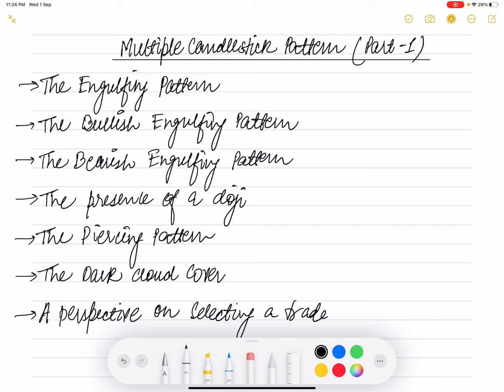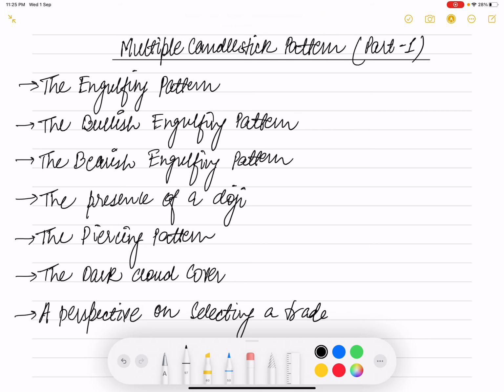The engulfing pattern needs two trading sessions to evolve. In a typical engulfing pattern, you will find a small candle on day 1 and a relatively long candle on day 2, which appears as if it engulfs the candle on day 1. If the engulfing pattern appears at the bottom of the trend, it is called the bullish engulfing pattern. If the engulfing pattern appears at the top of the trend, it is called the bearish engulfing pattern.